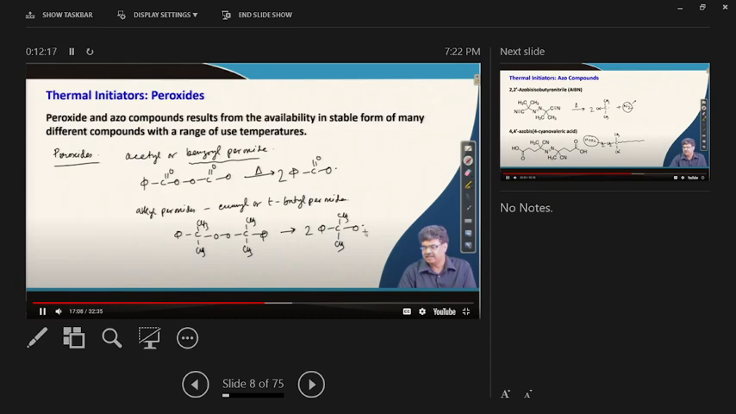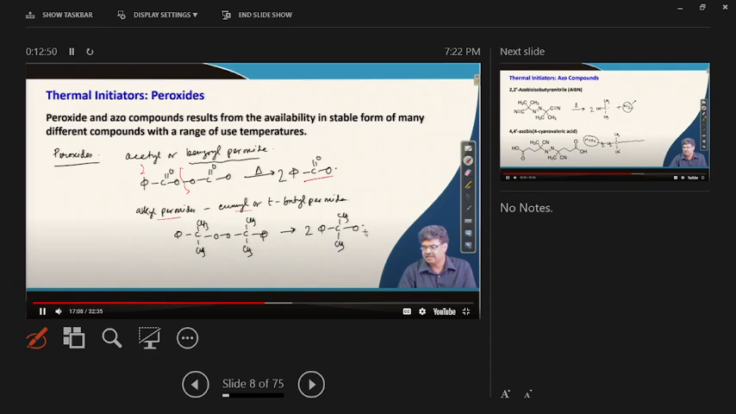Peroxides and azo compounds are available in stable form as many different compounds with a range of use temperatures. So this peroxide, acyl or benzyl peroxide, this group can be acyl or benzyl. It will break like that. Similarly, it is an alkyl peroxide.